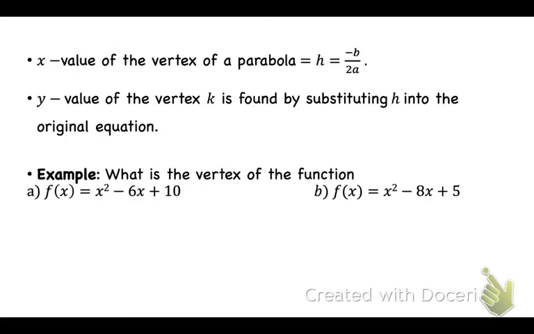So the x value of the vertex is through this formula. The x value of the vertex, well, in the formula, x minus h, isn't h the x value of the vertex? Isn't that where it comes from? Yes. So the x value of the vertex of a parabola is h equals negative b over 2a. You have to know that. I will not give that to you on a test.